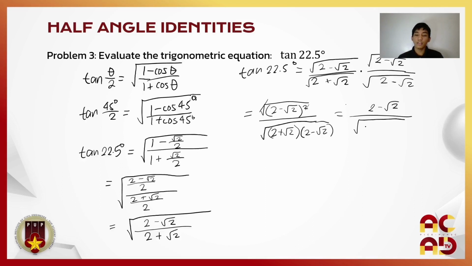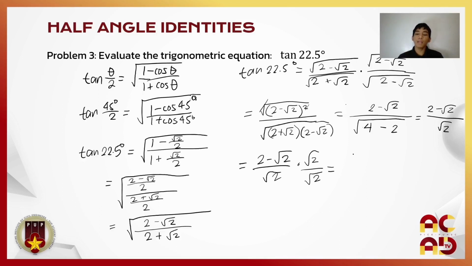sum and difference, so, magiging difference of 2 squares. So, magiging, what is 2 times 2 is 4, minus square root of 2 squared is 2. So, simplifying this will give us 2 minus the square root of 2 all over 4 minus 2, is 2. So, that is square root of 2. Pero, dahil ang denominator natin ay may radical sign, kailangan natin i-rationalize. So, para ma-rationalize natin, multiply natin both yung numerator at denominator by the square root of 2.